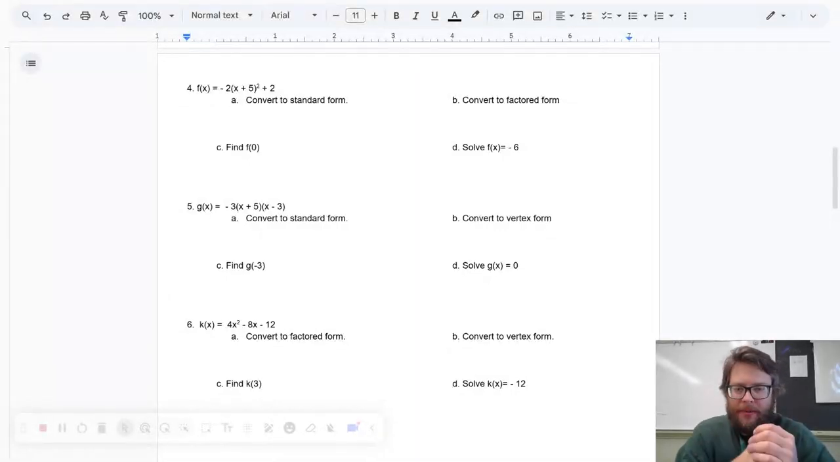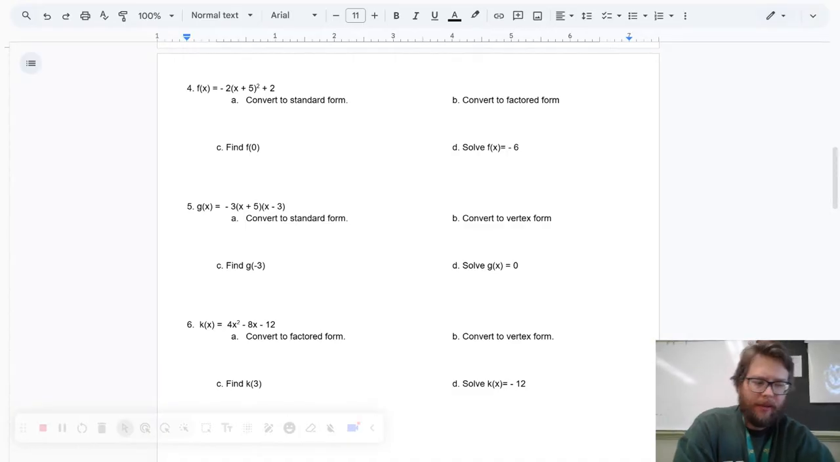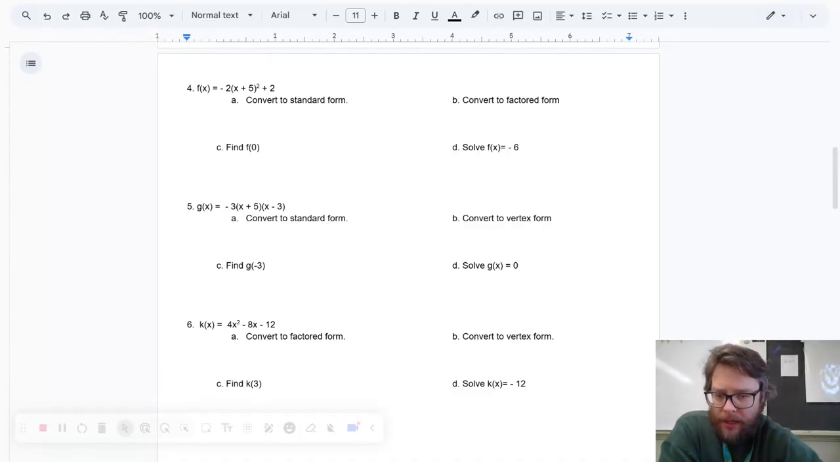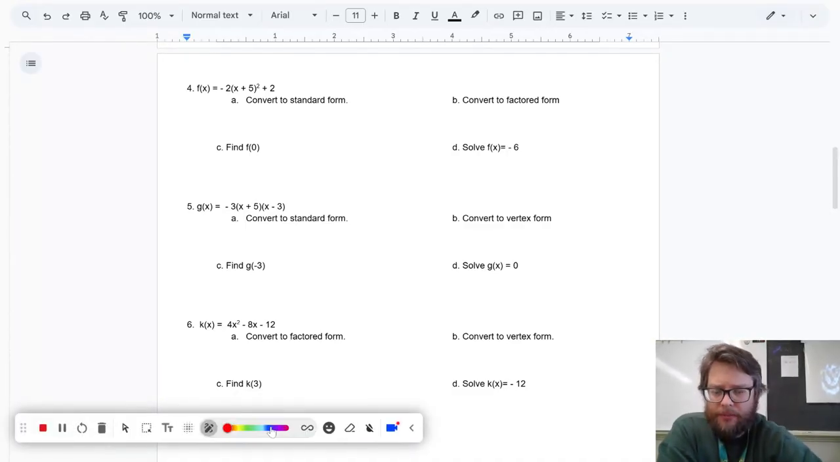All right, picking back up with the review. This second one, we're doing some conversions, and the second page, we're doing some conversions and looking at some function notation stuff. Should be pretty straightforward.